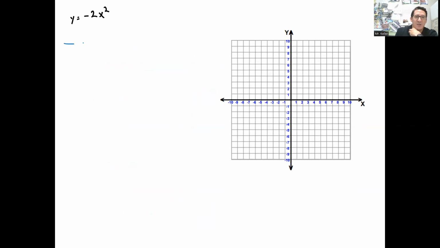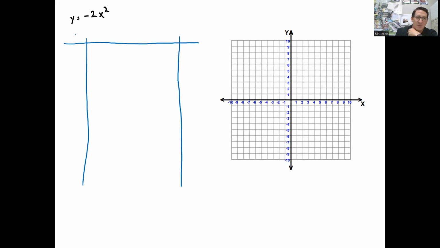Next example, when we have a negative. If you were paying attention to that first slide, this is going to open upside down. So we're going to have X, Y, and in the middle, we're going to put our work. I'm still going to use negative 2, negative 1, 0, 1, 2.